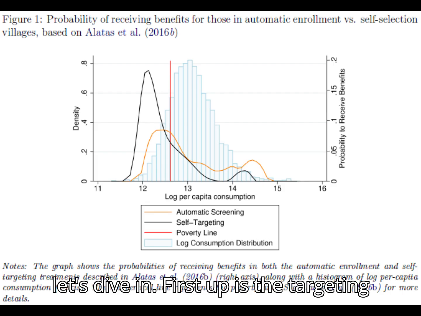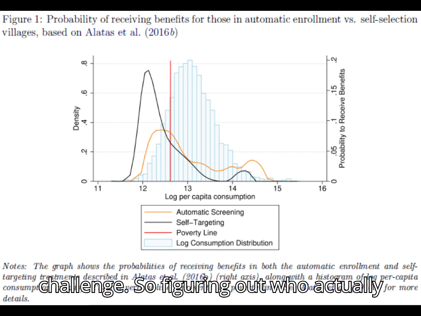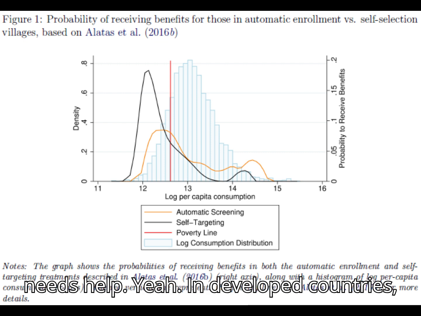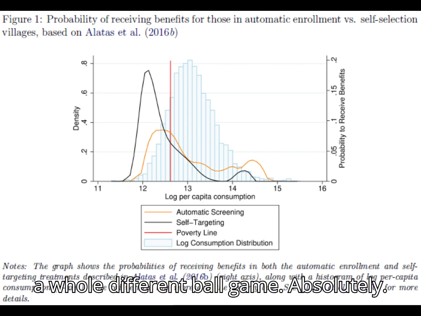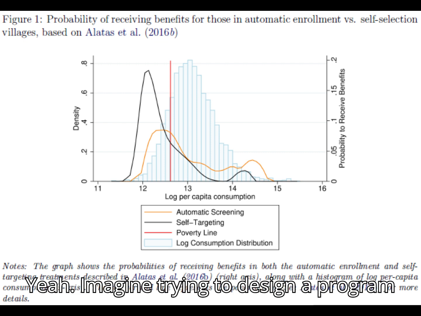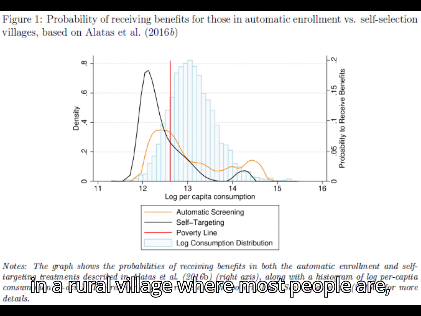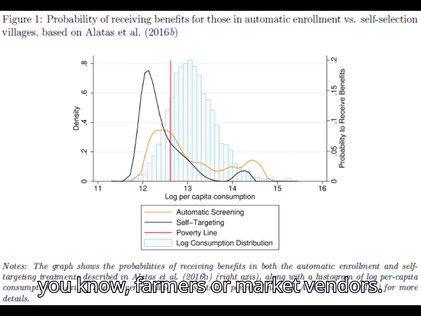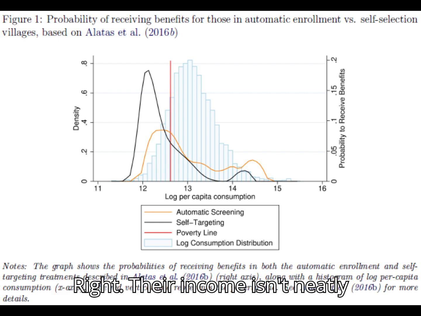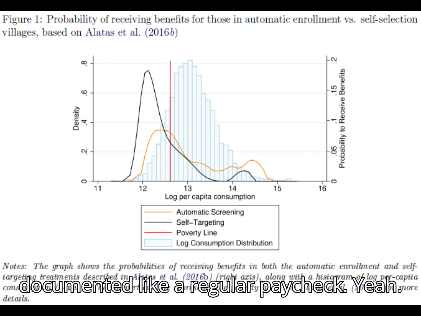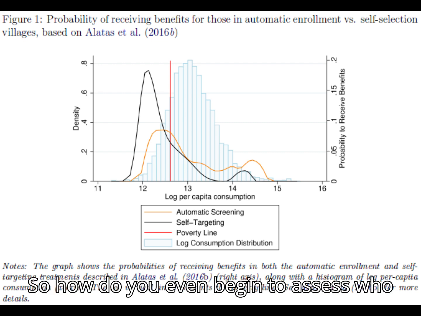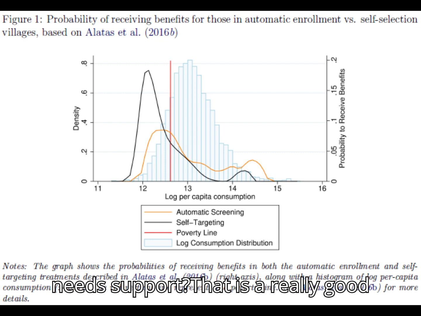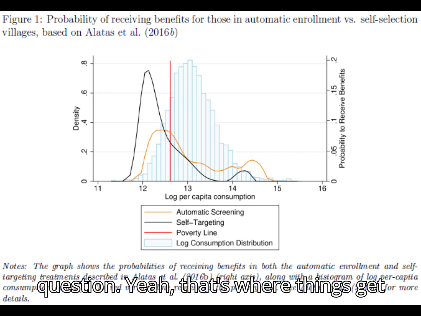First up is the targeting challenge. So figuring out who actually needs help. In developed countries, it's often about income levels, right? But in developing countries, that's a whole different ballgame. Imagine trying to design a program in a rural village where most people are farmers or market vendors. Their income isn't neatly documented like a regular paycheck. So how do you even begin to assess who needs support? That is a really good question. That's where things get really interesting.